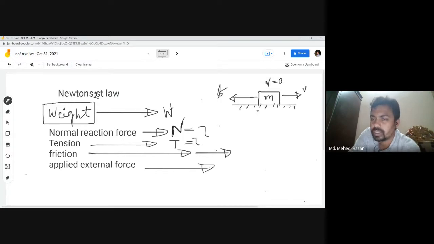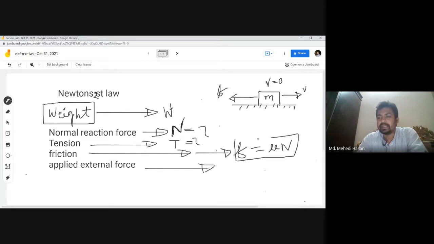Okay, or opposition to the motion. And the thing is that this frictional force F is related to the normal reaction force by this equation: F equals mu N. Here this mu is the coefficient of friction, either static or kinetic. Static and kinetic friction we will come to later. This mu is the coefficient of friction, and it will be given as a number, say either 0.6 or 0.5, like that.